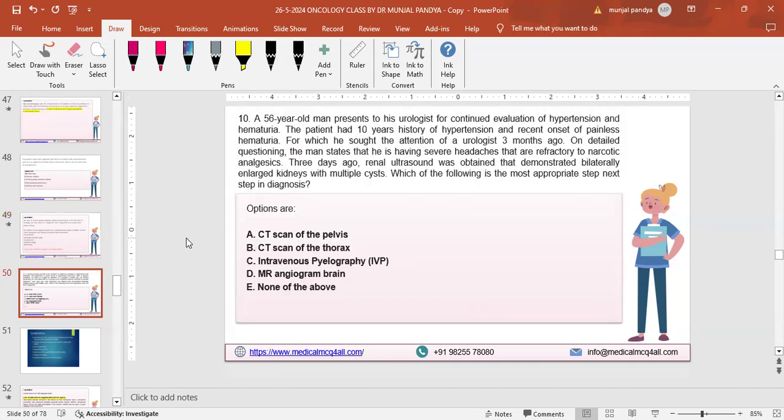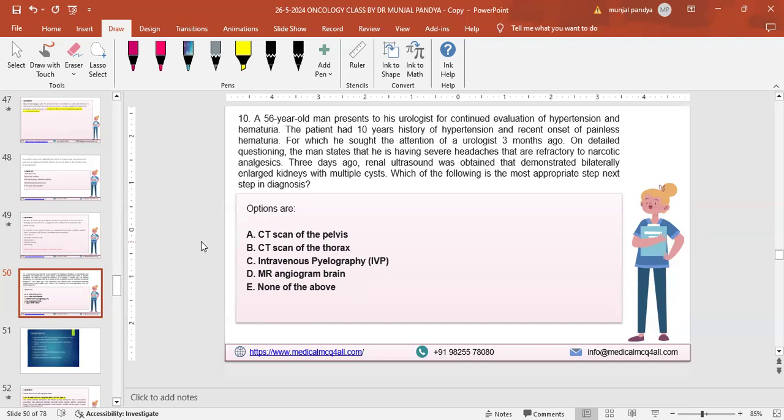Give the PPI. Next, a 56-year-old man presents to his urologist for continued evaluation of hypertension and hematuria. The patient has a 10-year history of hypertension and recent onset of painless hematuria, for which he sought the attention of the urologist 3 months ago. On detailed questioning, the man states that he is having severe headaches that are refractory to narcotic analgesics. 3 days ago, a renal ultrasound was obtained that demonstrated bilateral enlarged kidneys with multiple cysts.